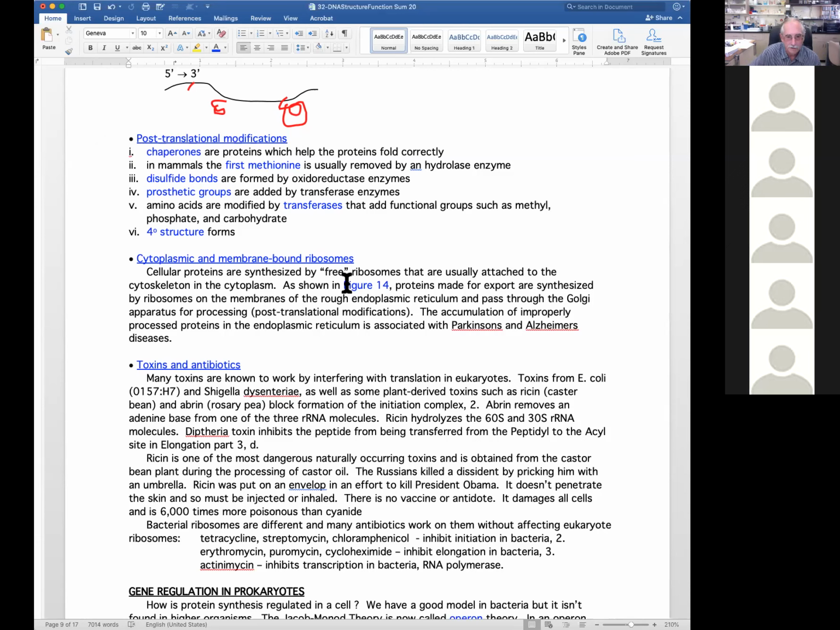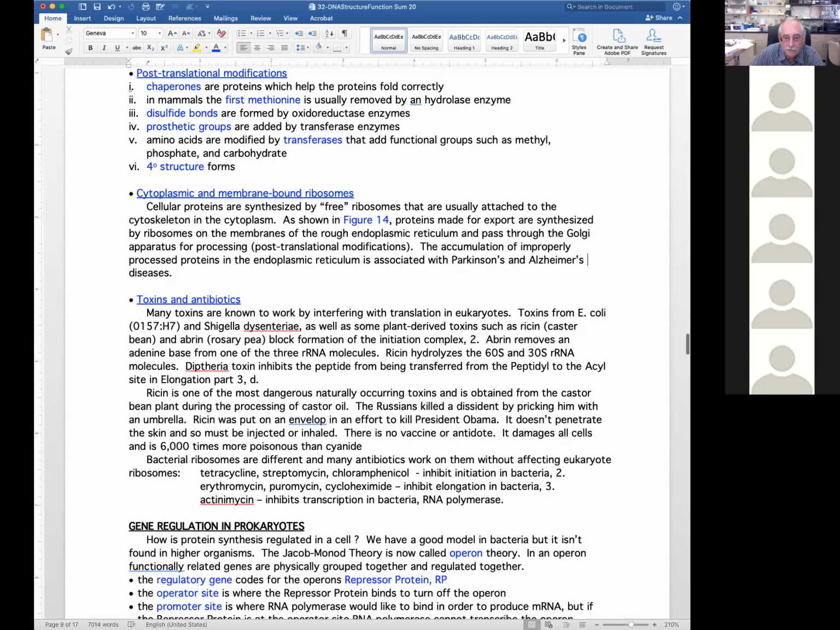So cellular proteins are synthesized by free ribosomes, usually attached to the cytoskeleton somewhere. And proteins made for export are synthesized by ribosomes on the membranes of the rough endoplasmic reticulum. They pass through the Golgi apparatus, get processed, and occasionally accumulation of improperly processed proteins in the ER is associated with Parkinson's and Alzheimer's diseases. Figure 14.